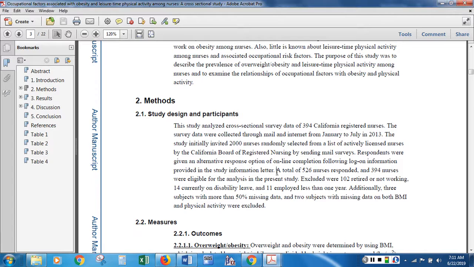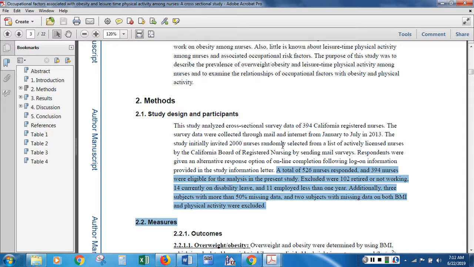You will see that a total of 526 nurses responded. 394 nurses were eligible for the analysis in the present study, and excluded were 102 retired or not working, 14 currently on disability leave, and 11 employed less than a year. 3 had a lot of missing data, and 2 were missing data on BMI and physical activity, and they were excluded. This is out of 2,000 nurses who were randomly selected from a list of actively licensed nurses, and only 526 responded. And then from there, they removed those who didn't meet the exclusion criteria.